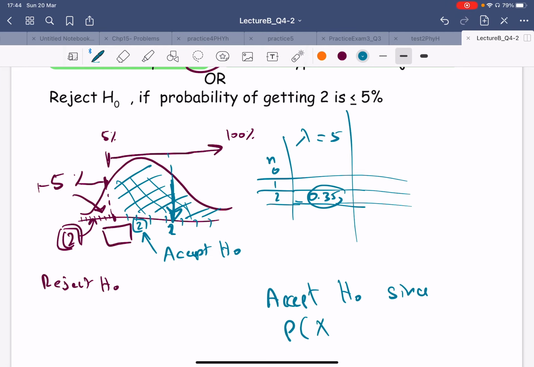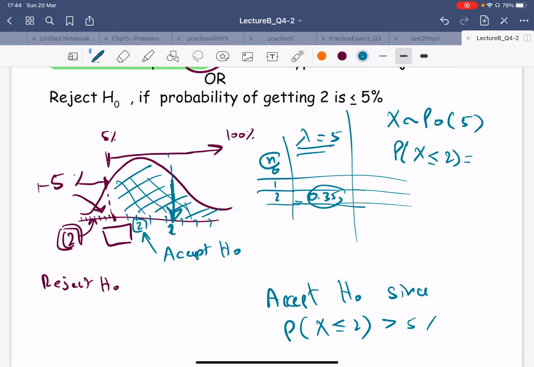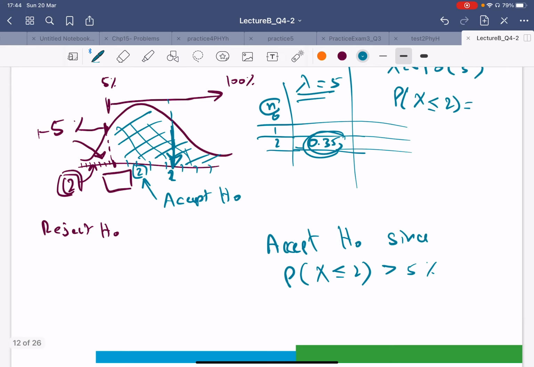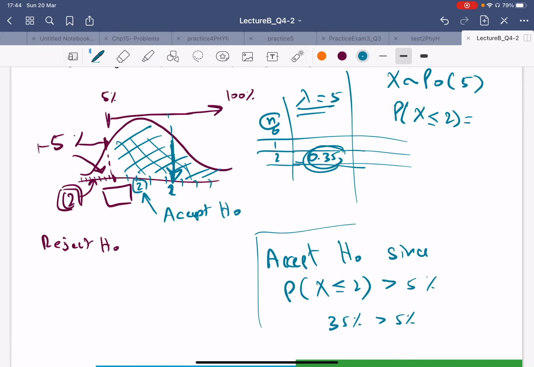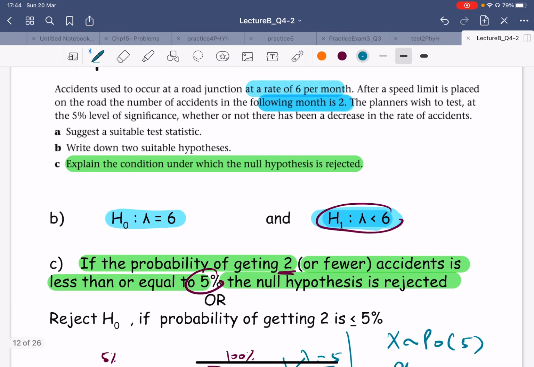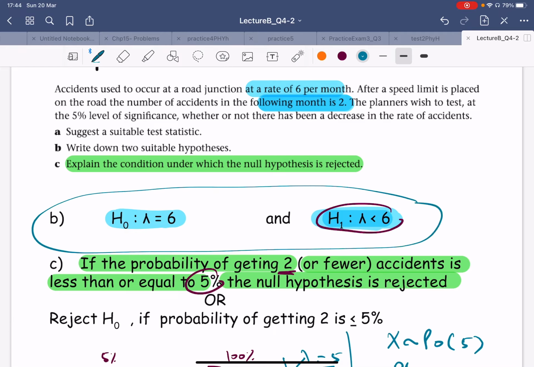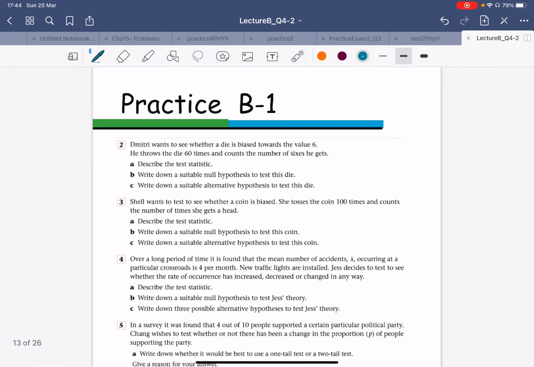Accept H null since the probability of X, you can use X, you can use lambda, right? Normally we just say X is a Poisson distribution with lambda 5, and then we find the probability of big X being less than or equal to 2. So I could say that this is greater than 5%, which we found out to be 35%. So yes, 35% is greater than 5%. Okay, so don't worry about this part. All you need to understand for now is up until part B. That is very, very important here.